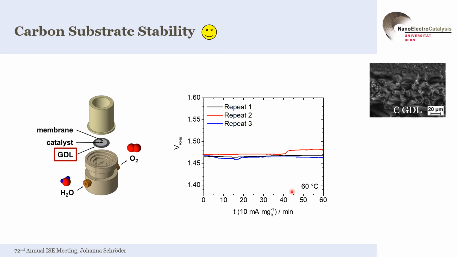When we look at the results obtained at 60 degrees, we see really a stable performance for all three repeats. Only for repeat 2 there might be some degrading of the carbon. But in total, due to the stable performance, we can say that the carbon substrate is stable enough not to interact with our activity measurements in the GDE setup.